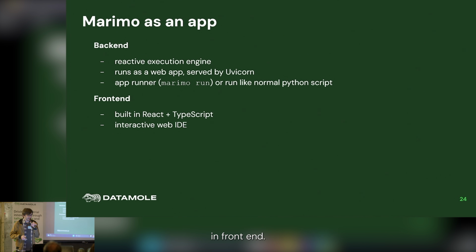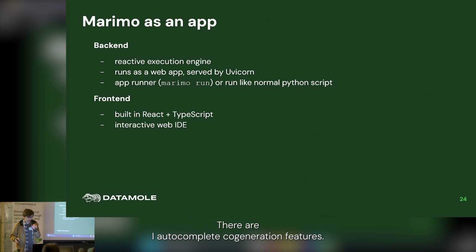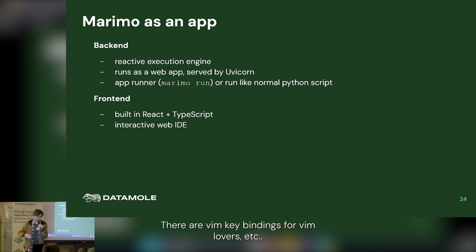The front end is built in React and TypeScript, and it features an interactive web IDE, which I personally use. I like it. It contains some nice things. For example, interactive elements for dashboards like sliders, drop-downs. You can look at the dependency graph I talked about earlier. You can view live documentation as you code. There are AI autocomplete and code generation features. You can manage packages from there. There are Vim key bindings for Vim lovers, etc.